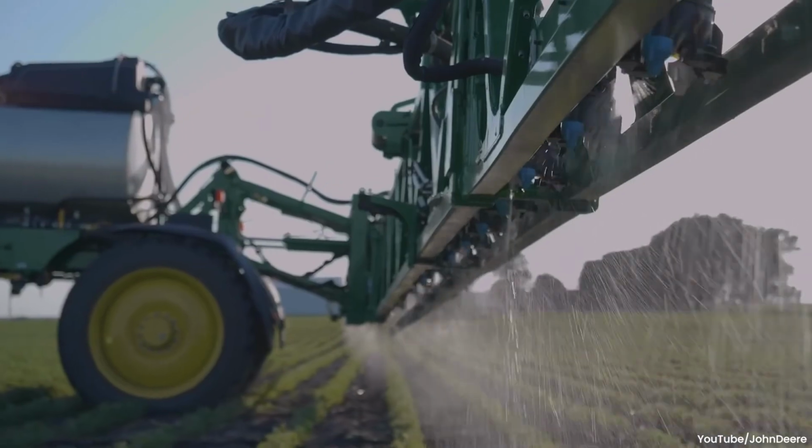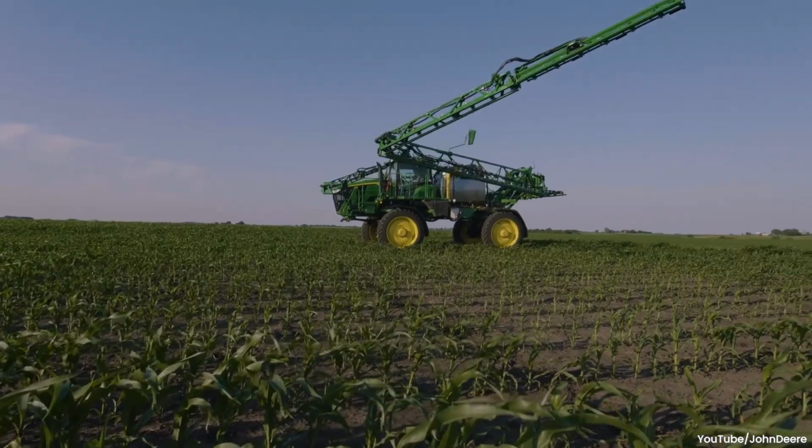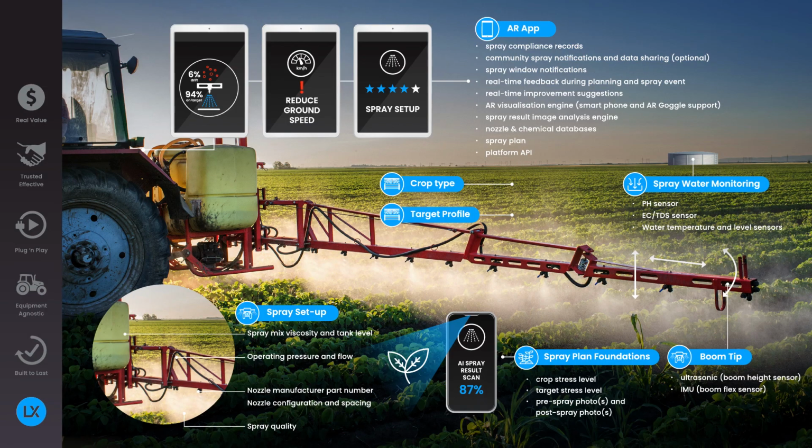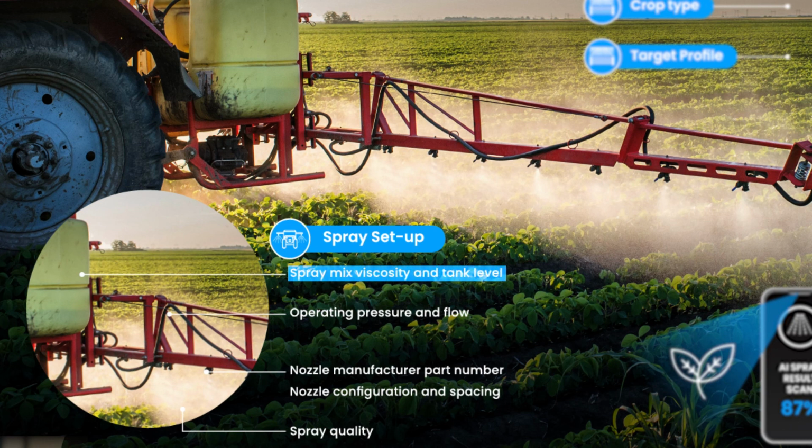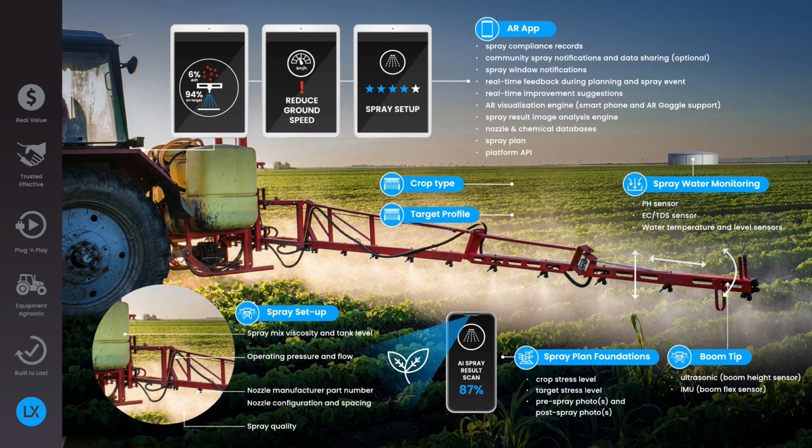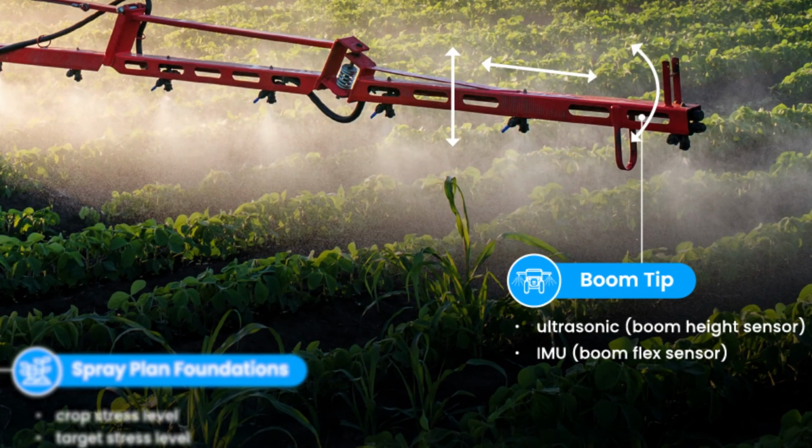With regards to spray setup, Maverick couples nozzle characteristics and configuration with real-time boom height and operating pressure, all critical inputs for modelling spray quality, droplet size and drift risk. It also includes options for real-time viscosity sensing, flow rate, tank level, and water quality monitoring. These help provide water rate tuning recommendations based on input water characteristics, and there's optional support for boom tip motion profile.